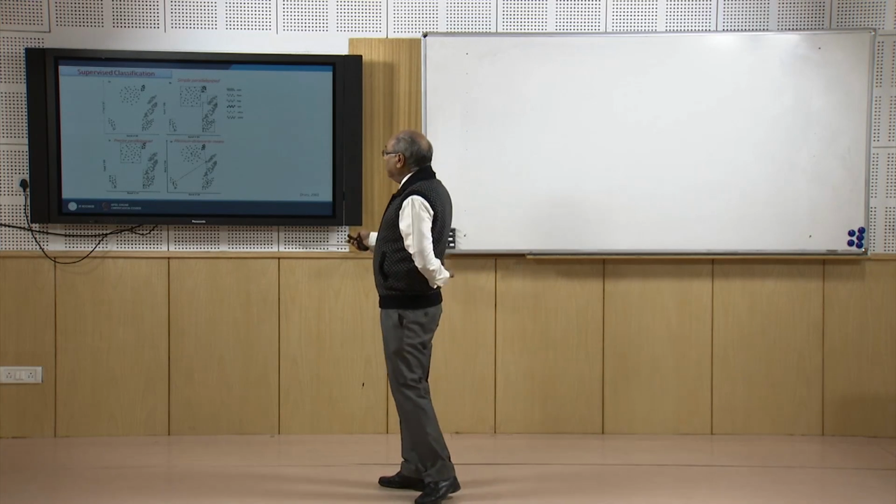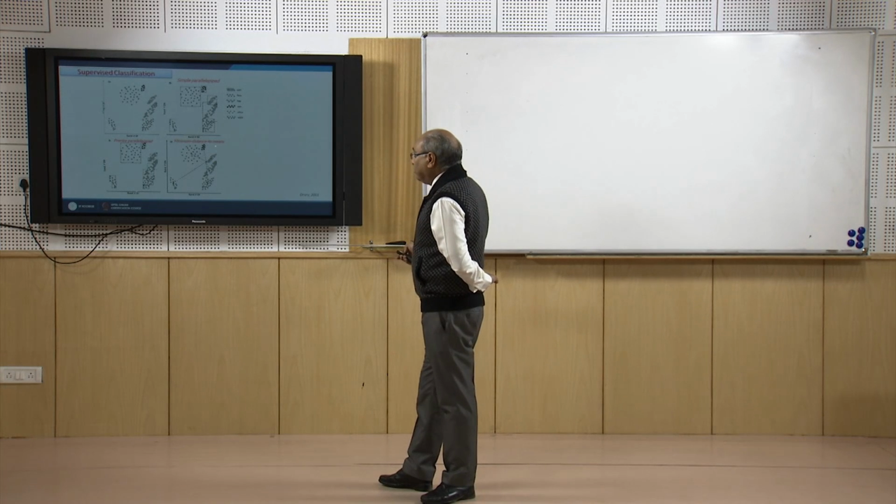So first, minimum distance to mean. For each class, as mentioned, for each cluster there will be a mean, and for the entire image there will be a mean.